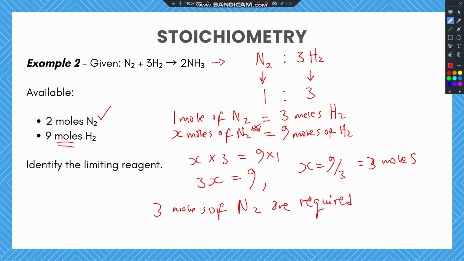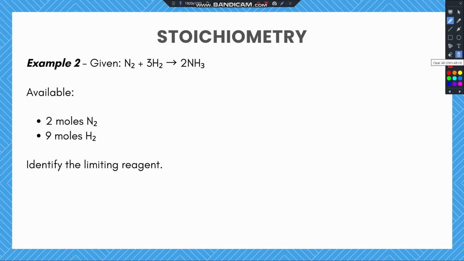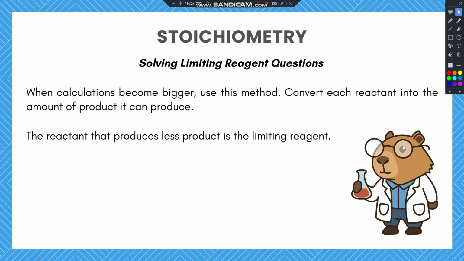Now 3 moles of nitrogen are required, but what do we have? We have only 2 moles of nitrogen available. So it means that nitrogen is not enough, or it is in short supply. So that automatically means that nitrogen is the limiting reagent. So can you see how the limiting reagent was identified? So let's move on in this video.